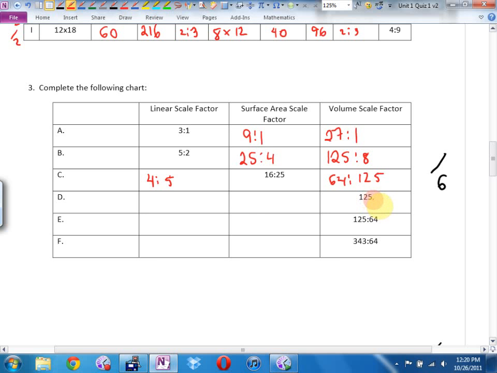Cube root, which is 5 squared 25. Cube root, which is 5 to 4. Cube root of 125. Cube root of 64, which becomes 25 to 16. Cube root, which is 7 to 4, which becomes 49 to 16. A half mark for each square, because it's out of 6 and there's 6 lines, and there's 2 squares in each line. There's 12 squares altogether.